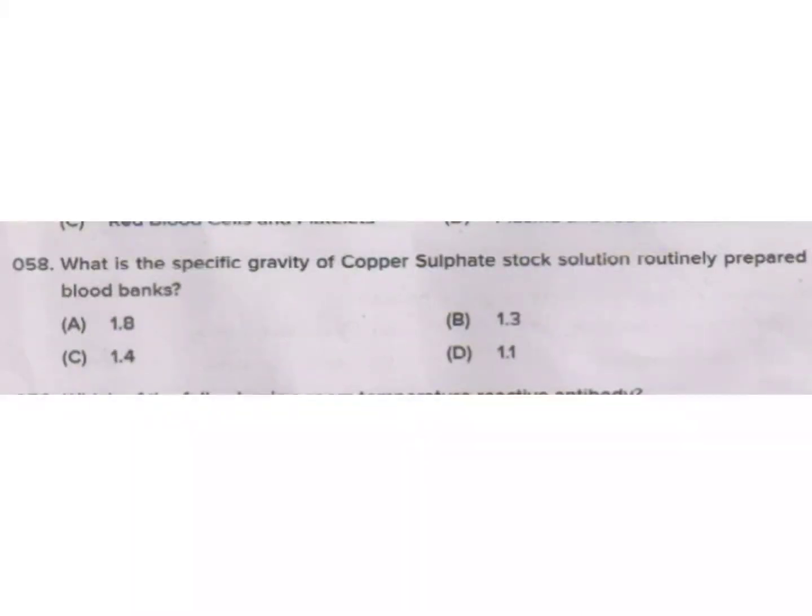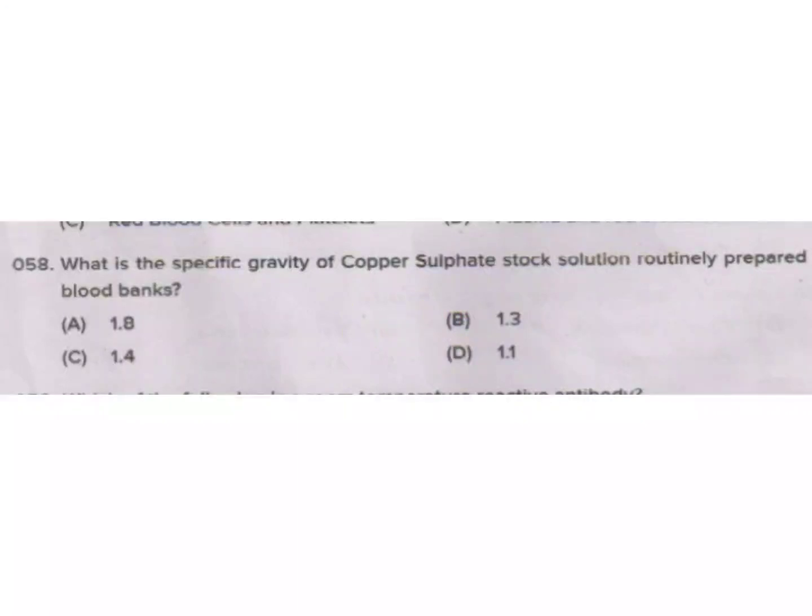Next question. What is the specific gravity of copper sulfate stock solution routinely prepared in blood bank? Four options: option A 1.8, option B 1.3, option C 1.4 and option D 1.1. Here all four options are wrong. The correct answer is 1.053. This question is removed from the final answer key.